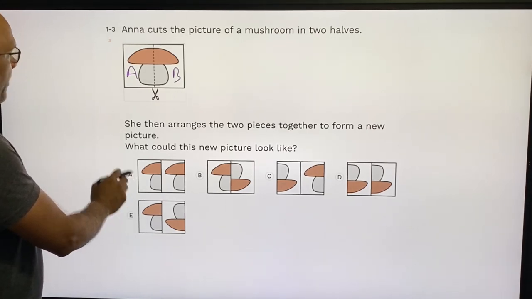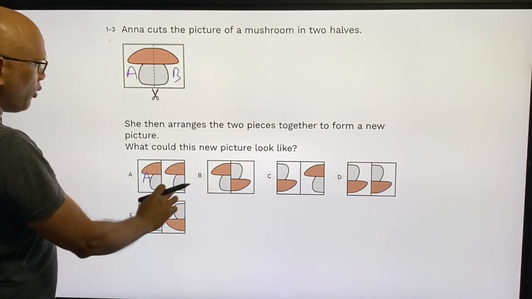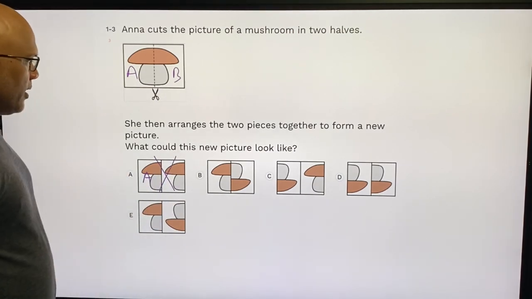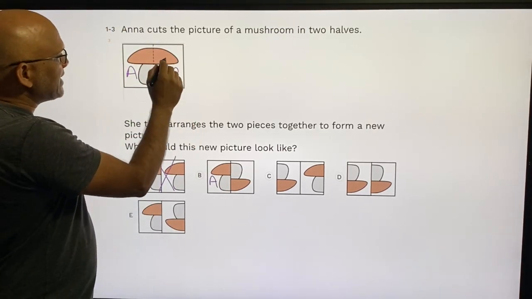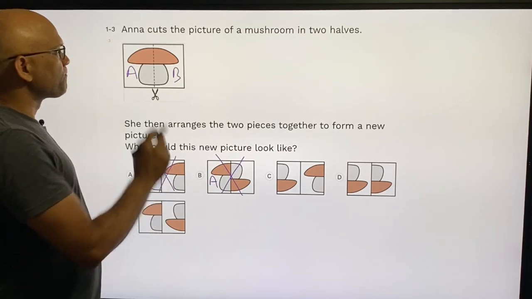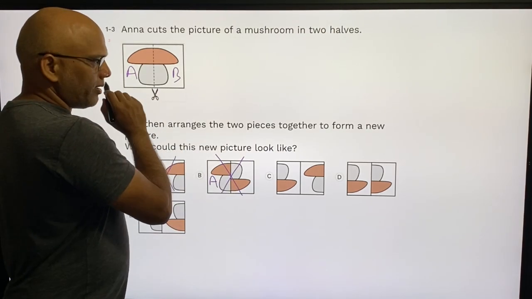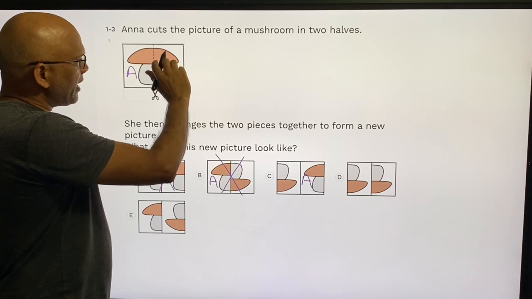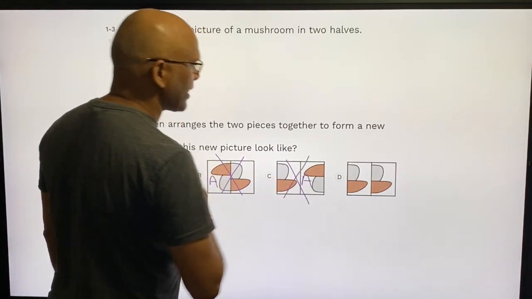Let's first check option A. A matches here, but we can see that there's no way I can make B look like this by turning it or moving it, right? So this cannot be the choice. On option B, A matches here. And then if I flip it, we can see that this pointed thing is going to point inside, but here it is not. So this is also not a correct choice. Let's look at part C now. Choice C. Here, I can say this looks like part A here, and the part B, if I turn it, this is going to point to the left, and this doesn't. So this also doesn't look like a correct choice.